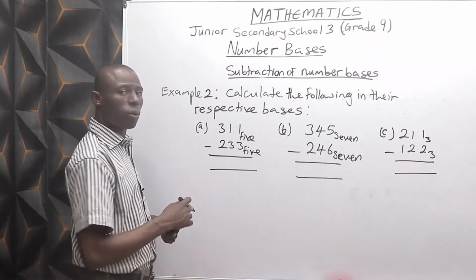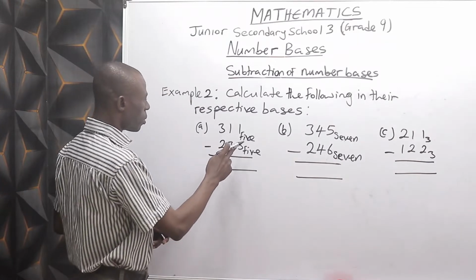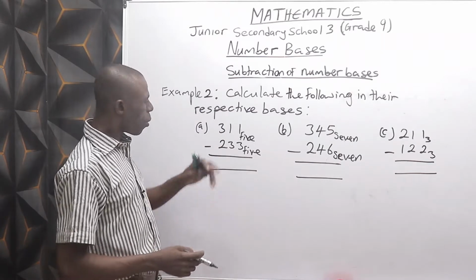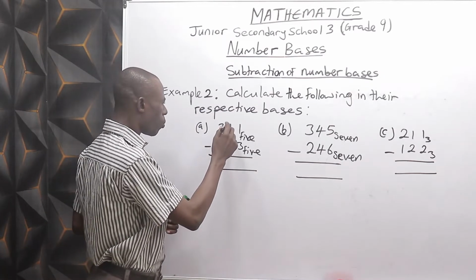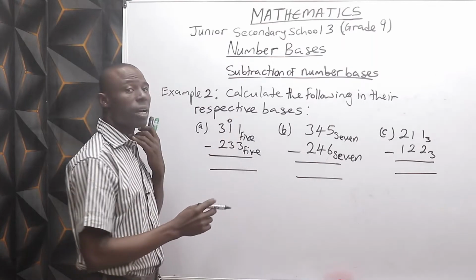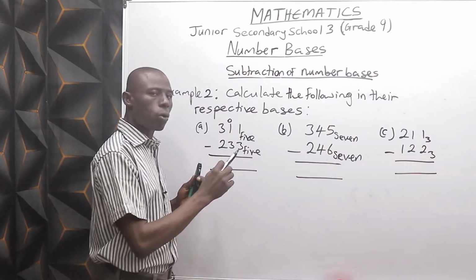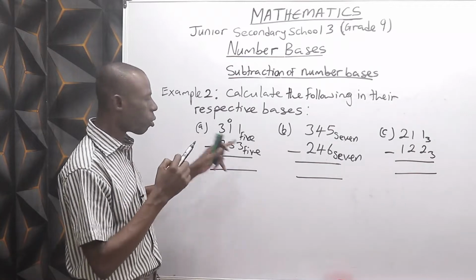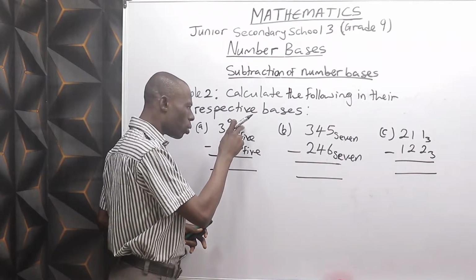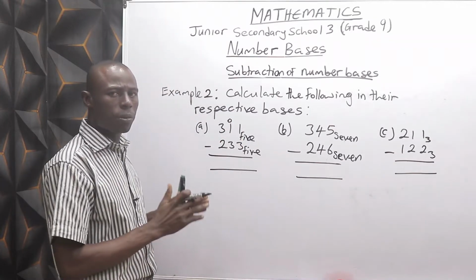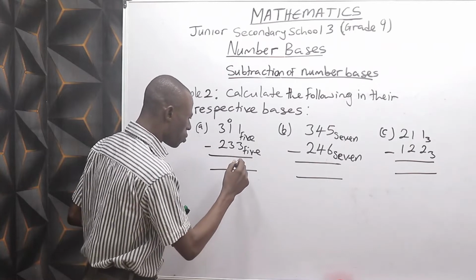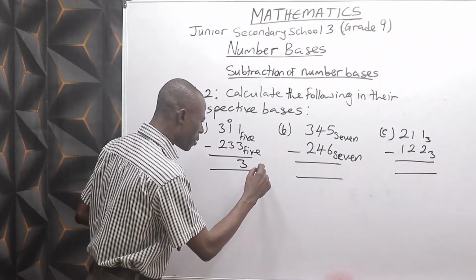Let's start with the question here. Subtract 3 from 1. It's not possible. Borrow 1 from this 1, so it remains 0. The one we borrow, as soon as we pick it up, it turns to our base. And what's our base? 5. Add that 5 to 1 here, it becomes 6. Subtract the 3 now from 6. So it gives you 3 in base 5.